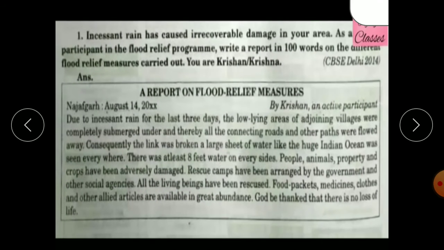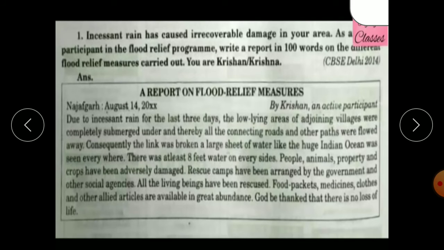And the next, this is the question which has just come in the CBSE 2014. Here the CBSE 2014, this question has come, and you have to write a report. Here it is given that you are Krishan and Krishna, two names have been given. Whether you are a girl or a boy, these are the choices for you. And you are an active participant of the flood relief program. So this is the report writing according to the flood relief measures.